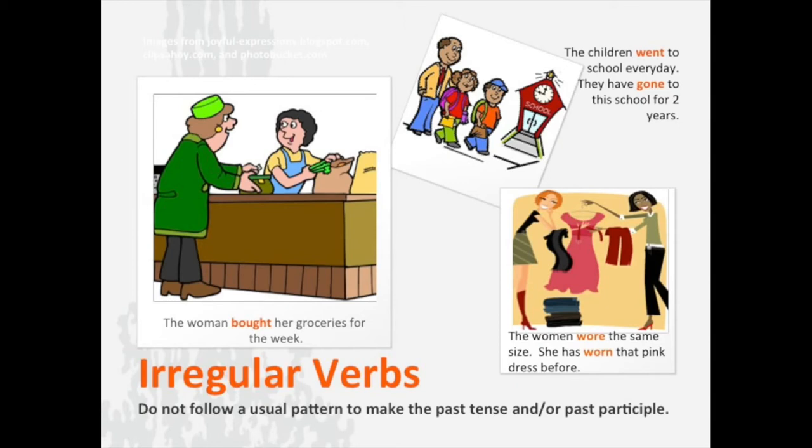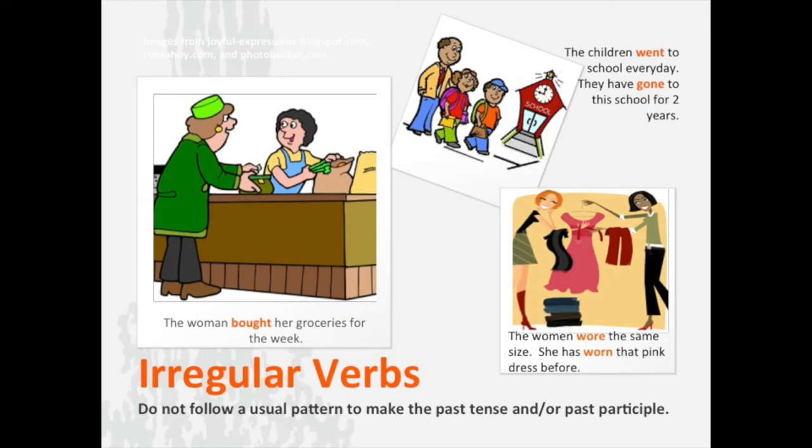In the first picture, the woman bought her groceries for the week. We use the word bought instead of buyed, B-U-Y-E-D. That wouldn't be correct grammar, and so instead we change to the irregular past tense, bought. Over on the top right, the children went to school every day. Instead of saying goed, we would also use an irregular past tense verb here, went. Then we've also got an irregular past participle for the verb go.